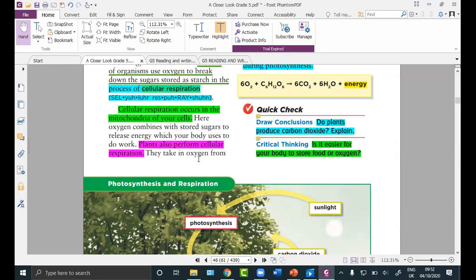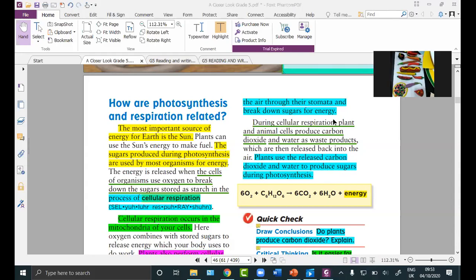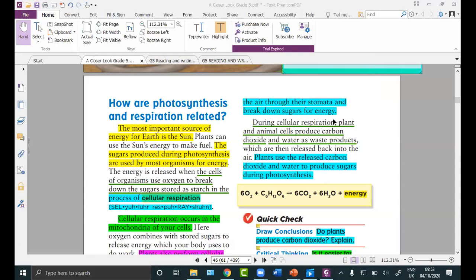Here oxygen combines with stored sugars to release energy which your body uses to do work. Plants also perform cellular respiration. They take in oxygen from the air. We don't have it in the book, Mister.